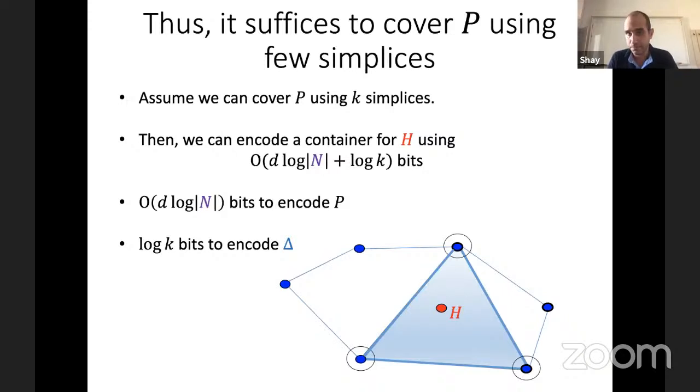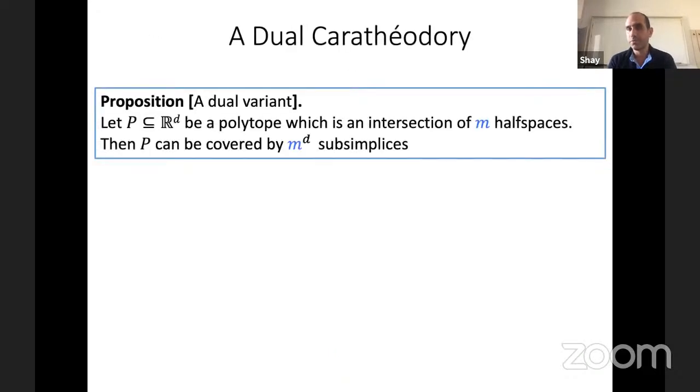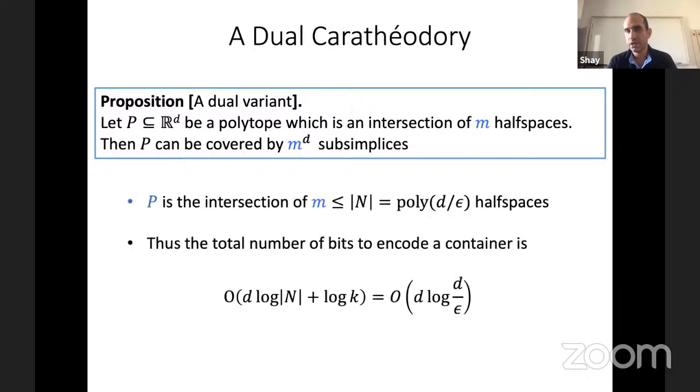We need d log N bits to define the polytope, right? To write a constraint for every point in N, which says that we need to agree with the input H. So we need a list of d log N bits. And then we need log K bits to specify the name of the simplex. And this follows from the dual theorem, right? We can represent P using M half spaces, then we can cover it by M to the d sub-simplices. And together we get that the number of bits is d log(d over epsilon). And I think I just ran out of time.